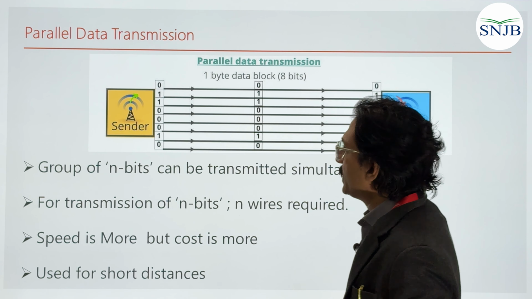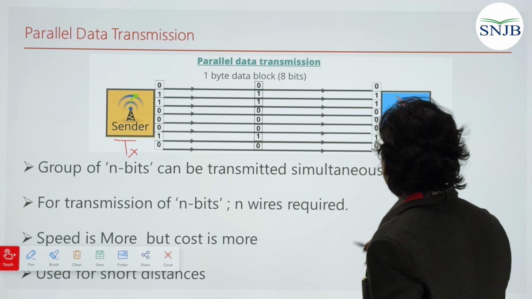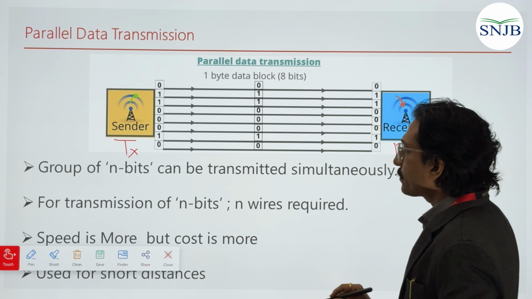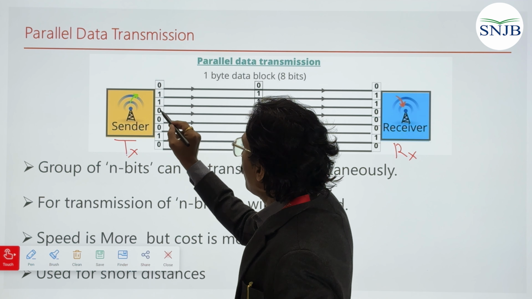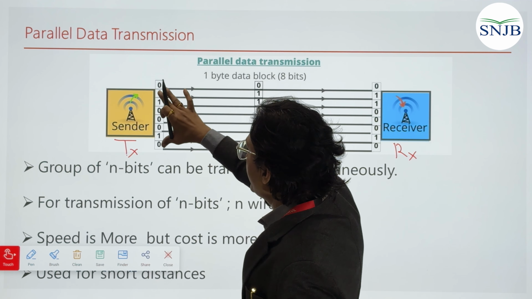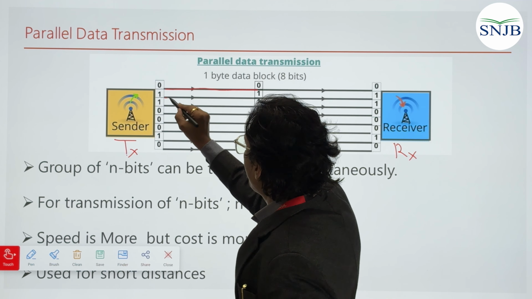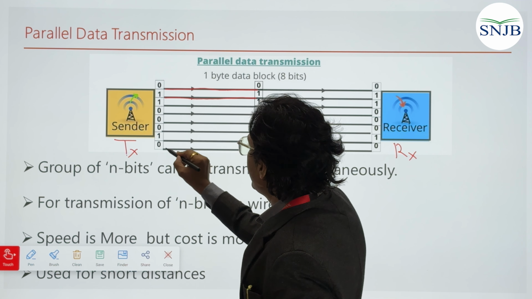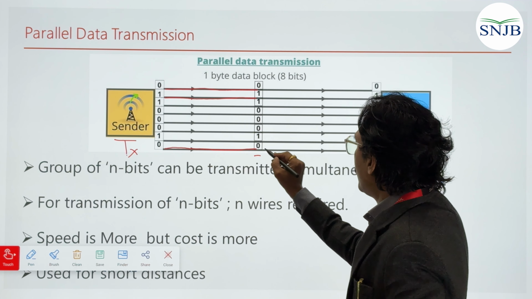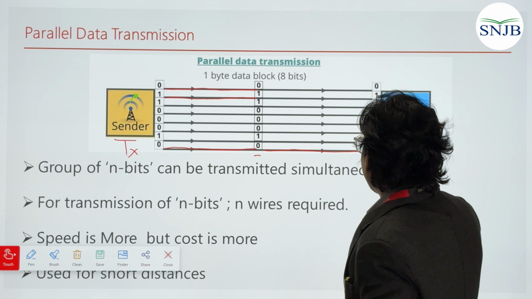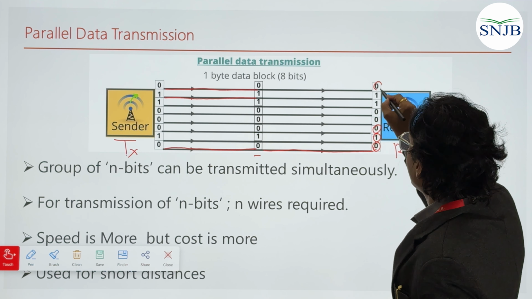As far as parallel transmission is concerned, consider this as a transmitter and this as a receiver. Here you can see the data 0 1 0 0 0 1 1 0. Each bit is propagated through its own cable, and some repeater blocks are added over here. The same 0 is received over here: 0 is received, 1 is received, 0 is received, 0 is received.